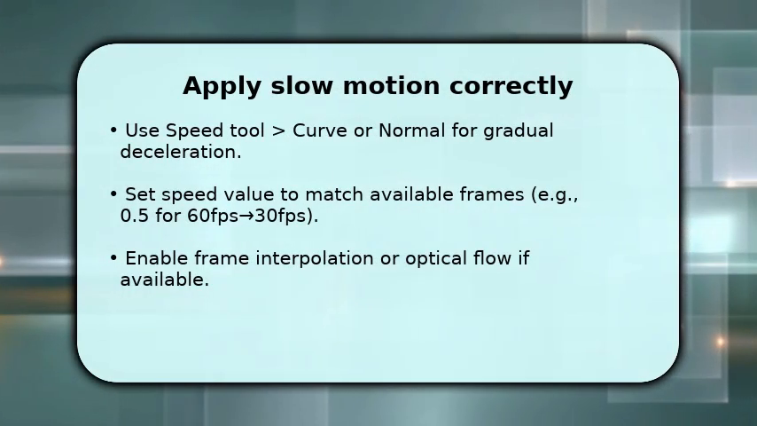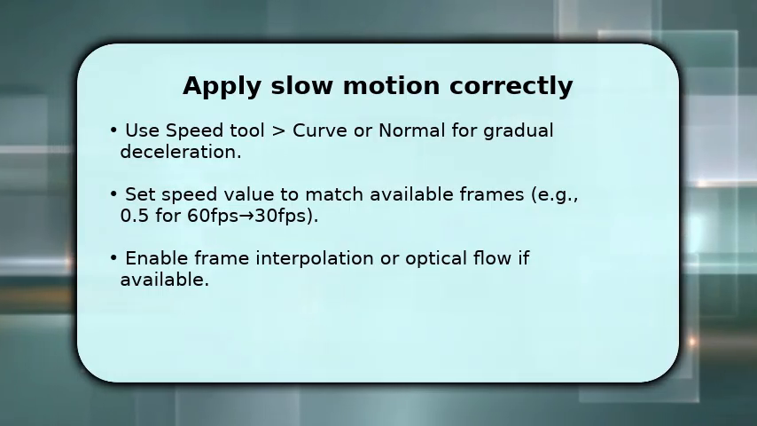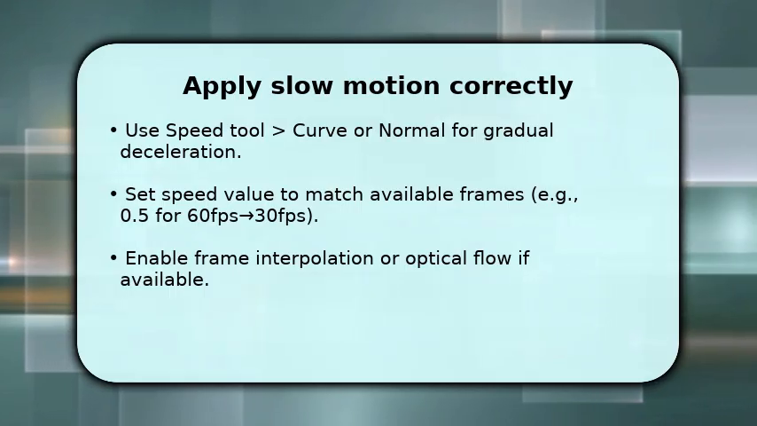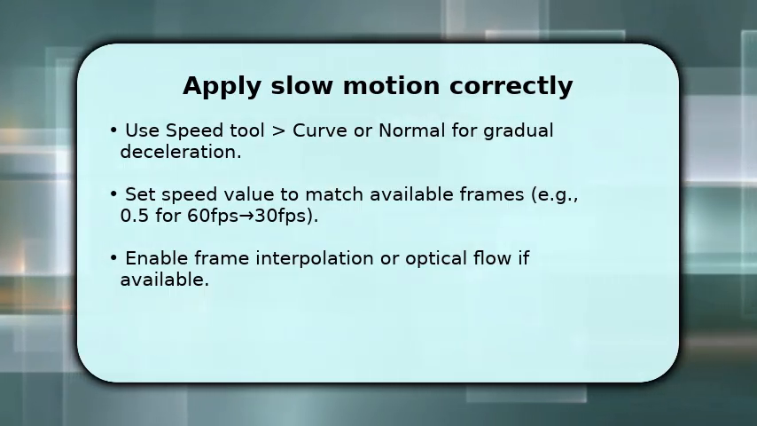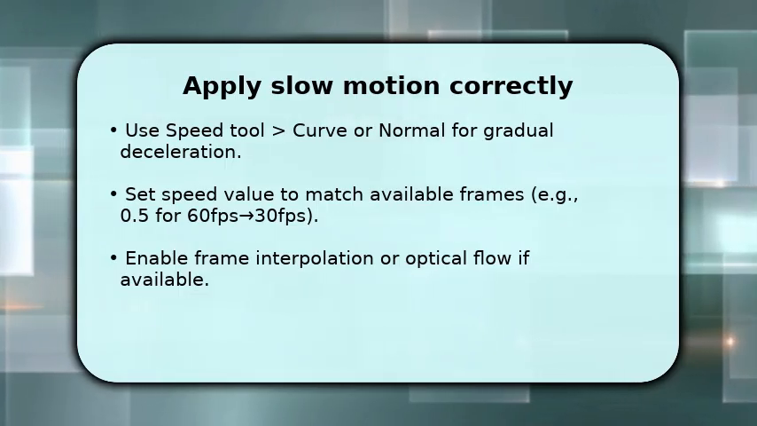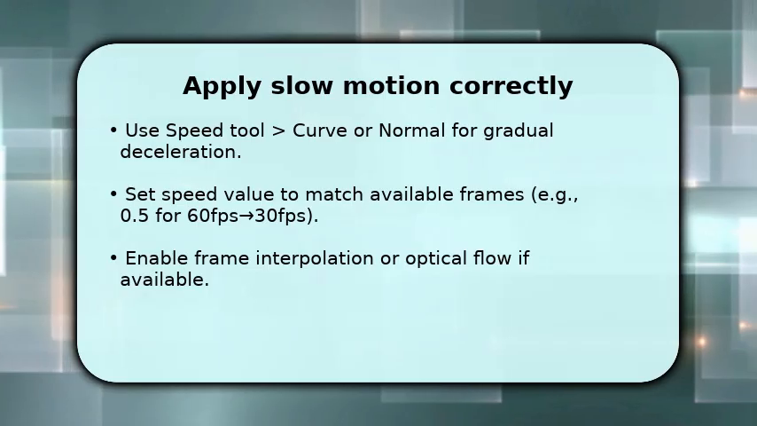Select the clip, open speed and choose curve for controlled ramping or normal for constant slowdown. You want gradual changes to avoid abrupt frame drops. Then pick a target speed consistent with your source FPS. For example, half speed on 60 FPS yields smooth 30 FPS playback.